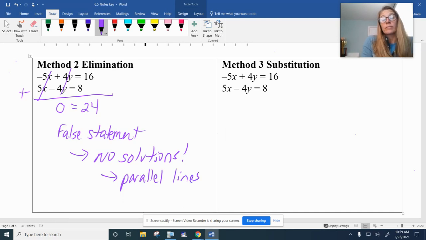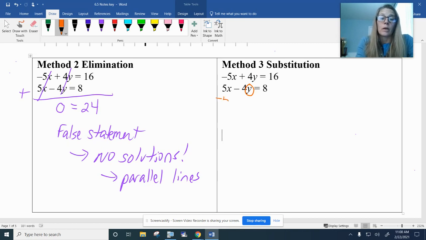graph them. All right, now let's look at substitution. Now, substitution would not be my go-to method in this case, mainly because they're already set up for us in standard form, and for substitution, I would need to get one of my variables by itself. But just to show you how it could work. So I'm going to go ahead and I guess I'm going to get this variable by itself. There's really not any good options here.